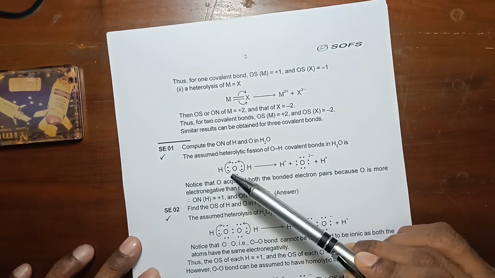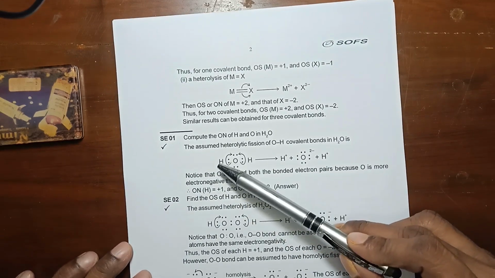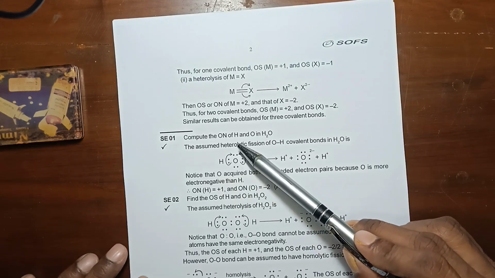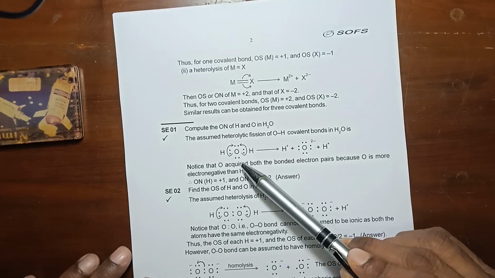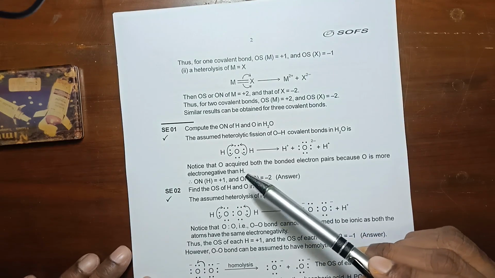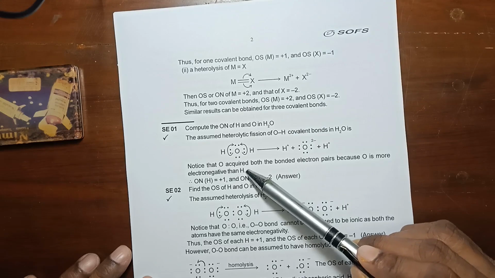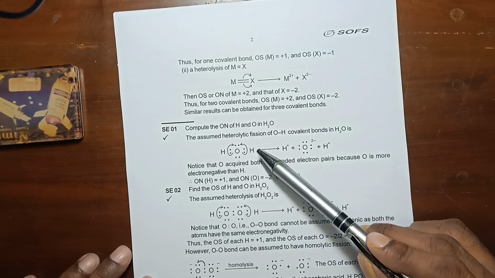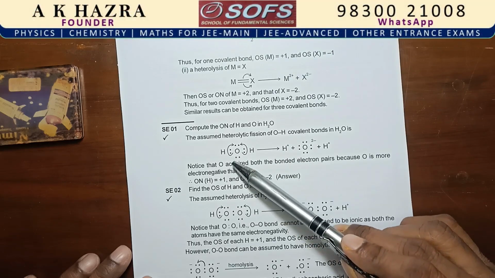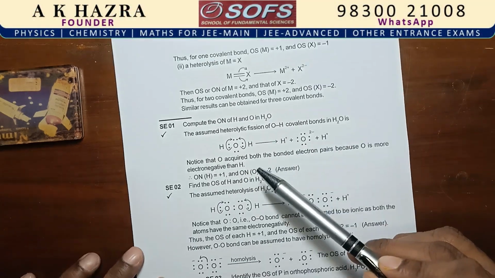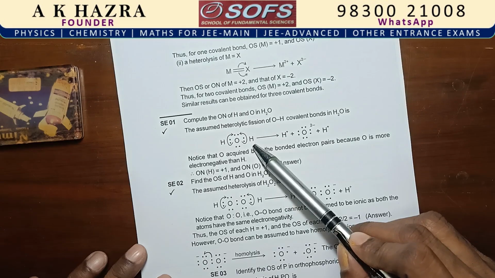Now a sample example. Number 1: compute the oxidation number of hydrogen and oxygen in water. First we will write the Lewis structure of water and then assume heterolytic fission for the OH covalent bonds in water. So let us see the Lewis structure of water.